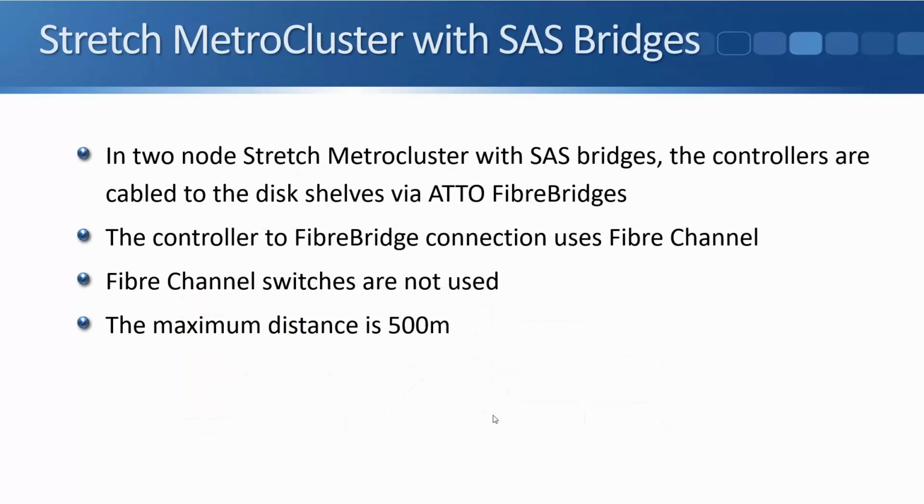The next type of 2 node MetroCluster that's available is Stretch MetroCluster with SAS Bridges. Here, the controllers are cabled to the disk shelves not directly, but via 8.0 fiber bridges. The controller to fiber bridge connection uses fiber channel. Fiber channel switches are not used here like they are in Fabric MetroCluster. And again, because we don't have those fiber channel switches, the maximum distance is 500 meters.